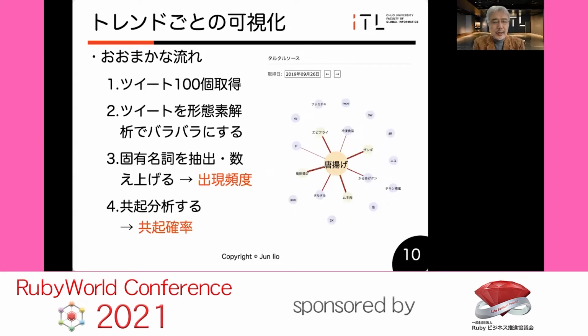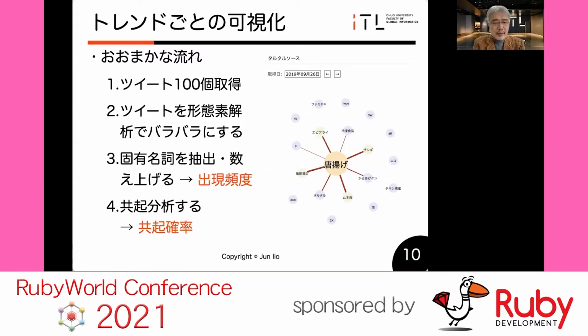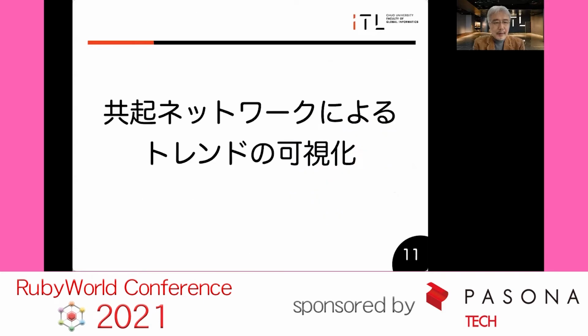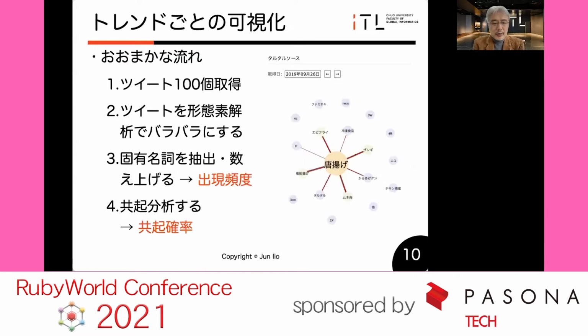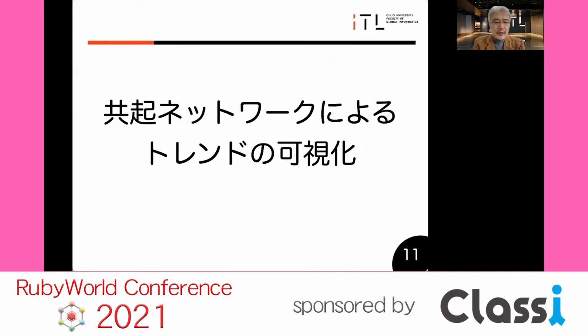After collecting the trends, these will be used as keywords, and the keyword search API is used, with a maximum of 100 at a time. So these tweets will be obtained, and then fragmented using morpheme analysis, and we extract and count all of the proper nouns to get the frequency of appearance, and then the probability of co-occurrence will be analyzed.